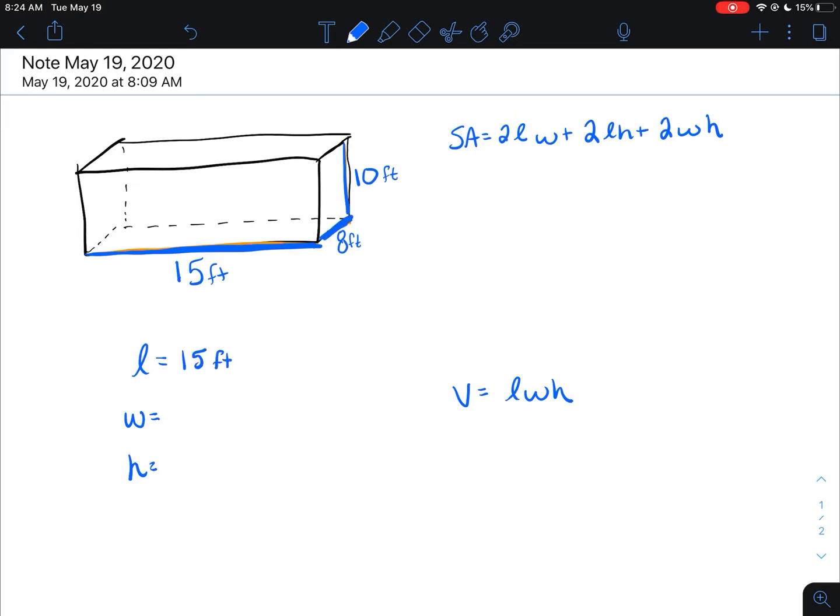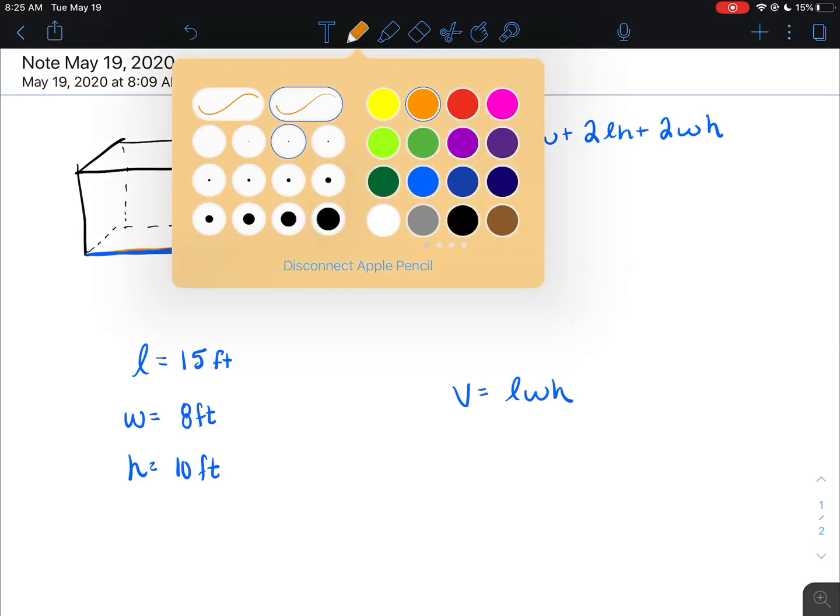The width is 8 feet. And how high, or the height, is 10 feet. Okay, so from there, you're literally just going to replace every single variable or letter in a formula with that value that we assigned to it. So we'll start with surface area.